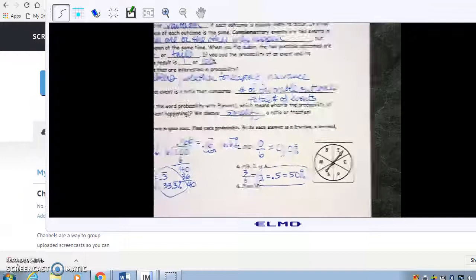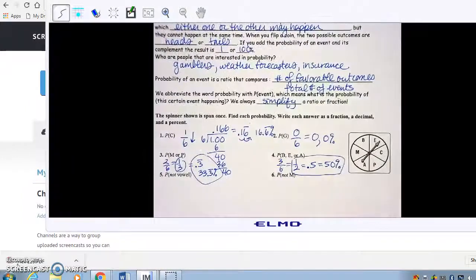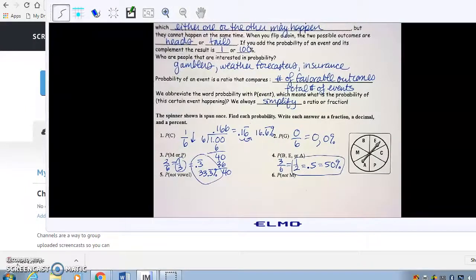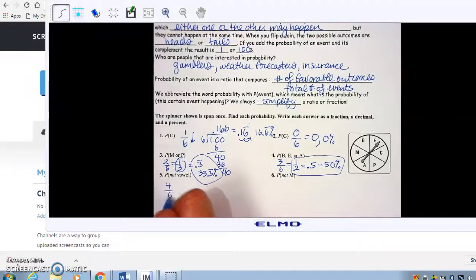Now, something a little different. What's the probability of it not landing on a vowel? So, in other words, what's the probability of it landing on a consonant? That would be B, C, P, and M. 4 out of the 6, or 2/3.